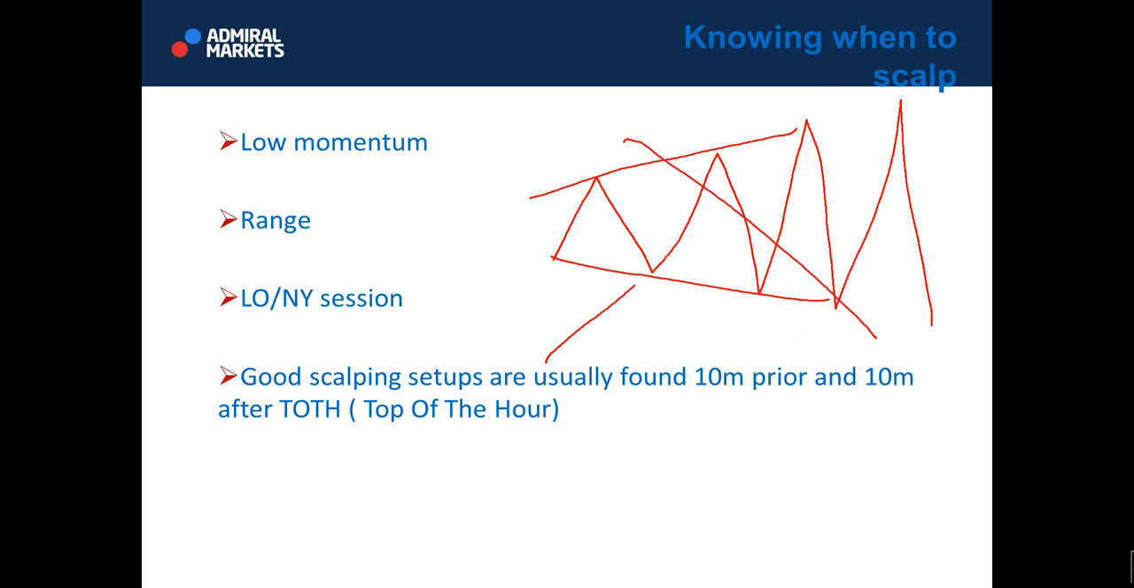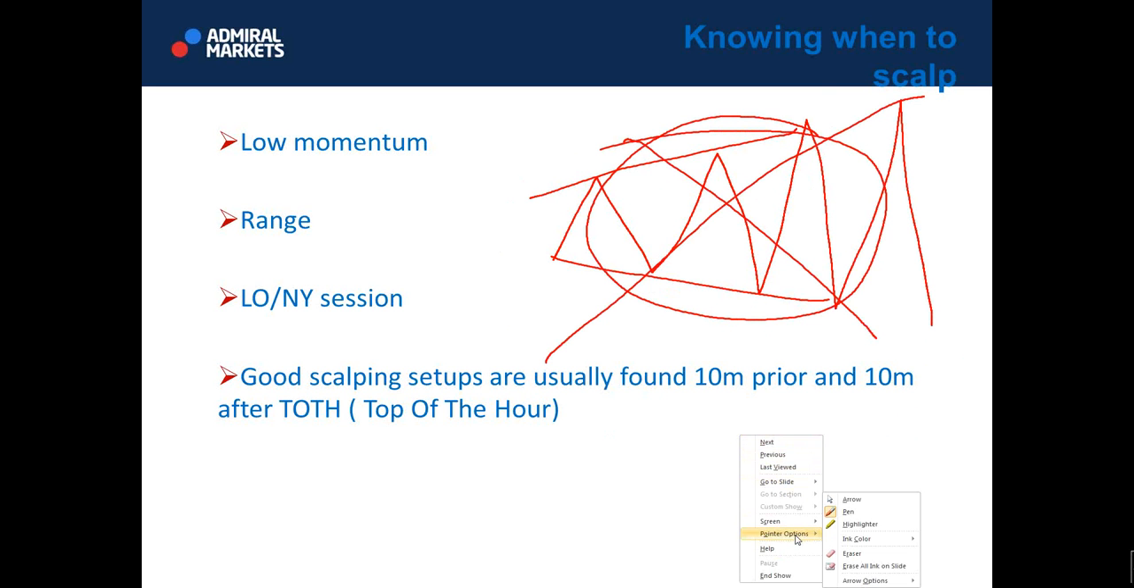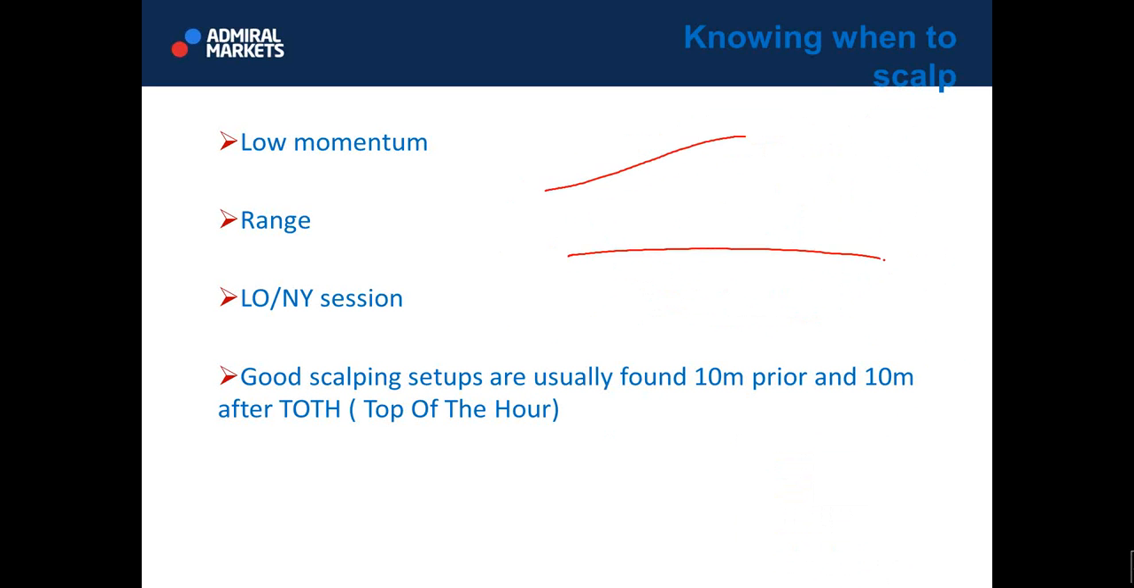This is out for me. I don't do it. I don't trade. If I spot this, I wouldn't trade it. That is why I say knowing when to scalp. It's not just about having a good method or having a good system. You need to use your mind, your knowledge, your common sense.